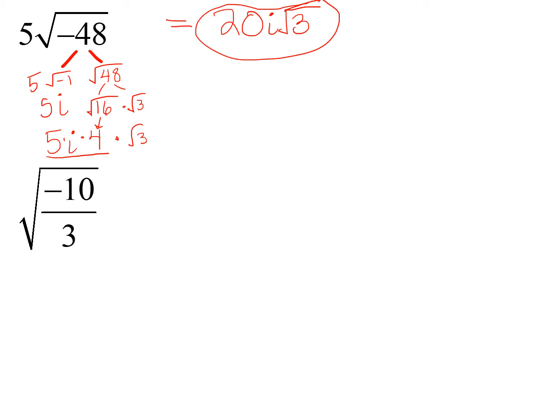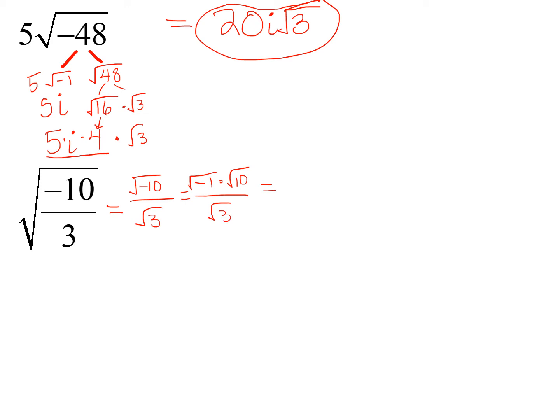Now I have the square root of negative 10 over 3. Well, we know back from Algebra 1, properties of radicals say that if we have a fraction underneath a radical sign, we can break it up into the square root of 10 over the square root of 3. We can do that, okay? And then we can break up the square root of negative 10 into the square root of negative 1 times the square root of 10 all over the square root of 3.